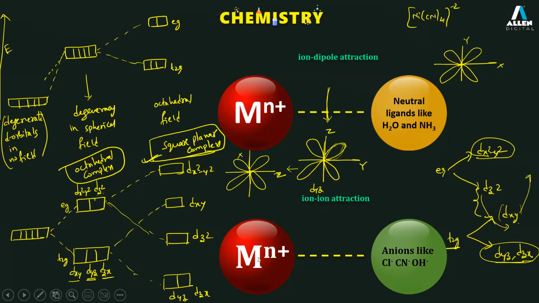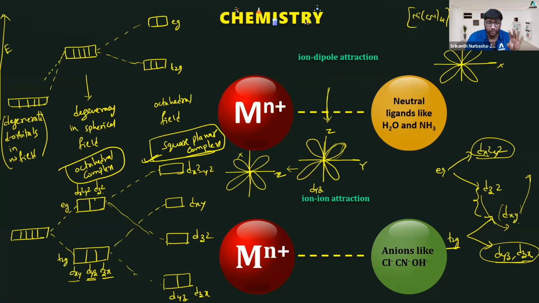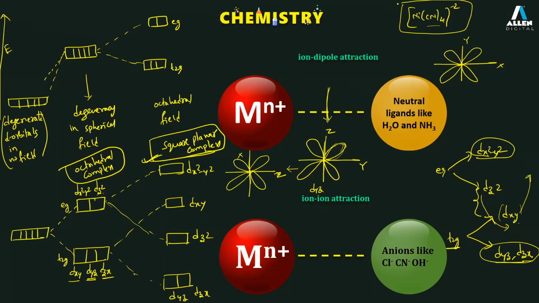Sir, in Ni(CN)4, it's only 4 ligands, right? So why isn't tetrahedral splitting happening? In Ni(CN)4 we have only 4 ligands, so why can't it be tetrahedral splitting? That was the question, right? Forget about splitting. Forget about octahedral splitting or square planar splitting or tetrahedral splitting. What is the shape of that complex? You figure out first. It's square planar.